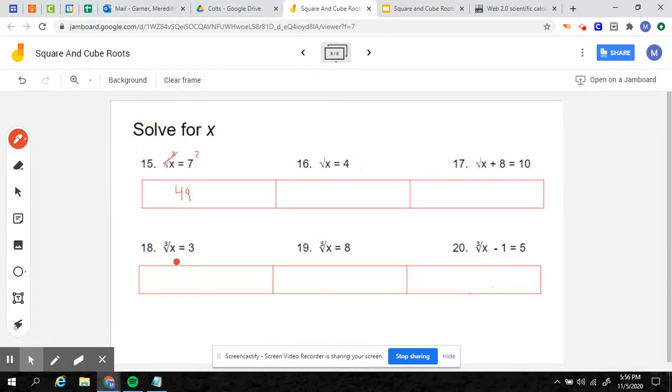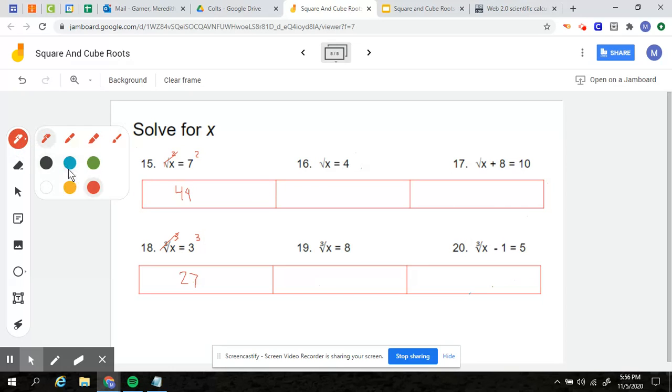Number 18, I will also do that as an example. The opposite of a cube root is to cube it, right? That means raise it to the third power. That will cancel out. I'm going to raise 3 to the third power. So what is 3 raised to the third power? 3 times 3 times 3 equals 27. Okay, so notice when I did those operations, I had just one number on the right-hand side, and on the left was just that x term.